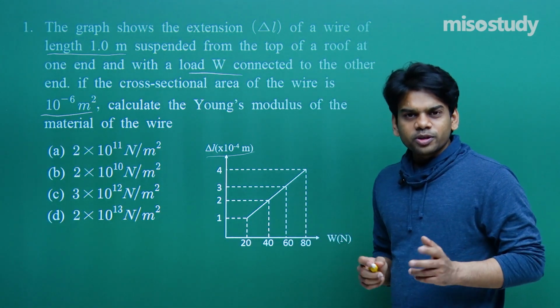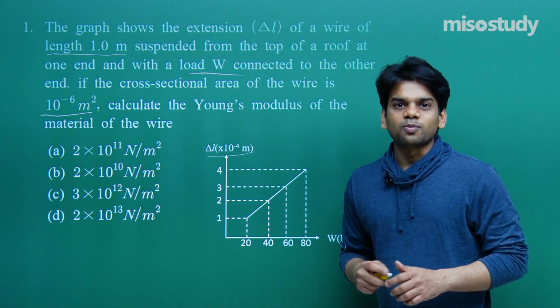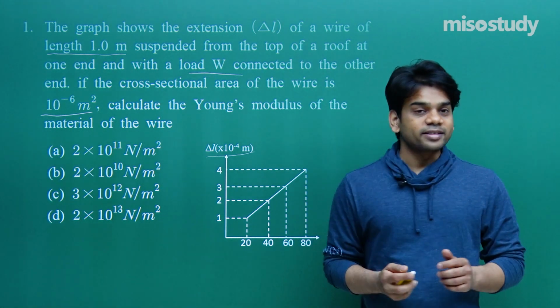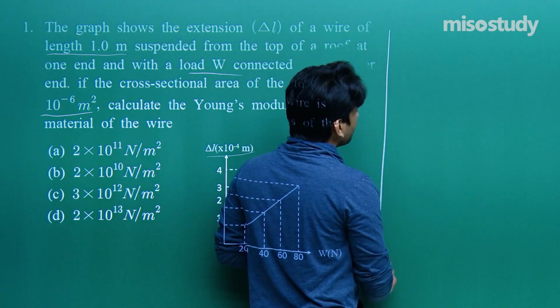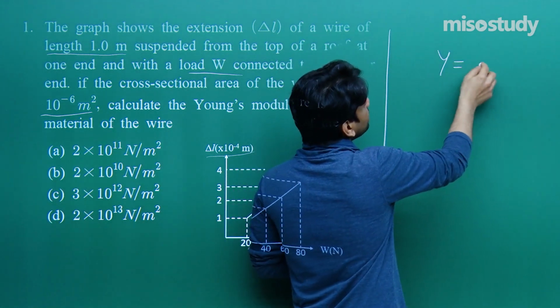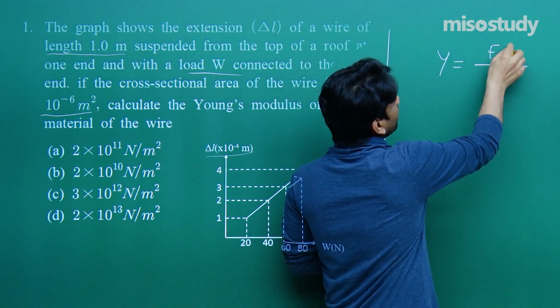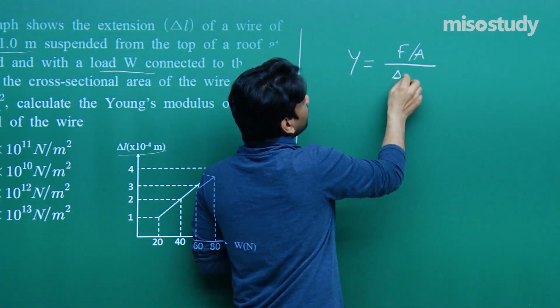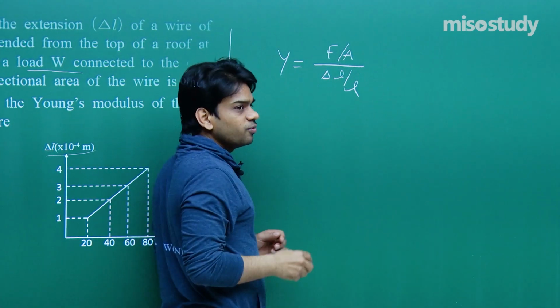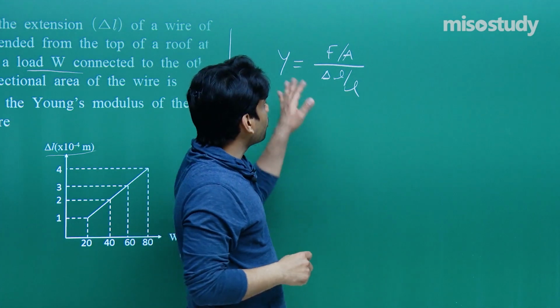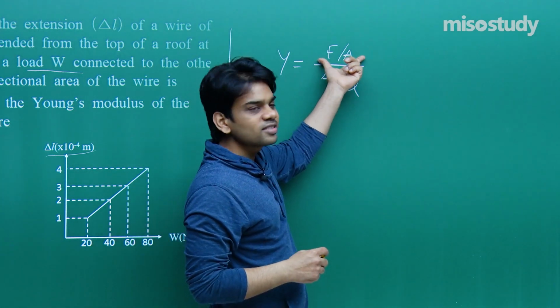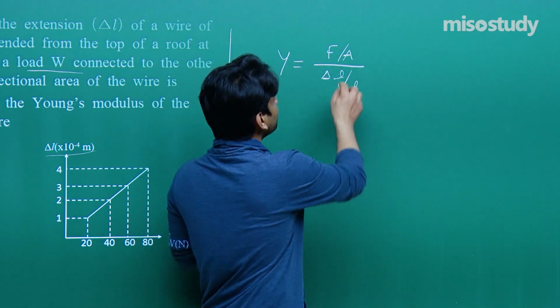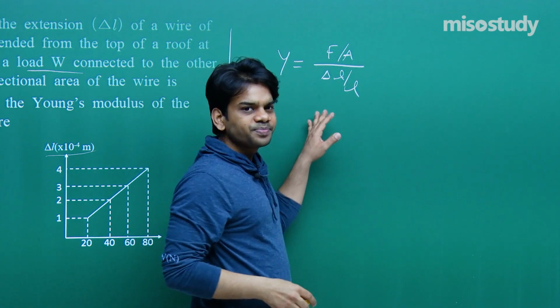Now I believe that you must be remembering the formula for Young's modulus. I have told you in class about the Young's modulus. The formula looks something like this: Y is equal to F by A divided by delta L by L. This is what we have taken down as the formula for Young's modulus. This is stress, F by A, and this is the strain, delta L by L.